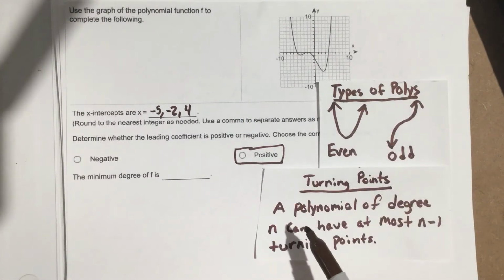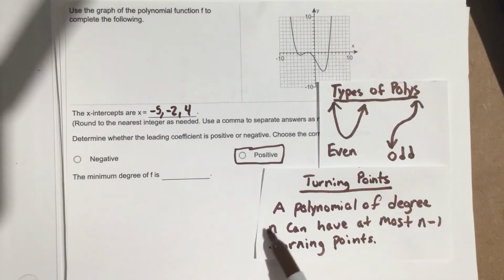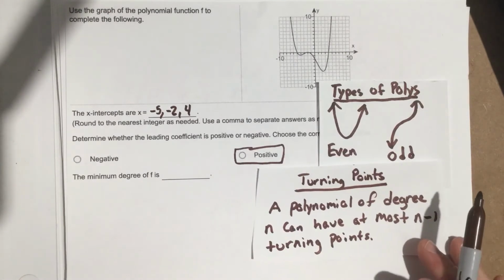All right, and then the negative obviously is going to switch how it's pointed. The number of turning points of a polynomial of degree n can have at most n minus 1 turning points. So this is also going to help us out, meaning if you have a polynomial of degree 4, the most turning points it can have is 4 minus 1, which is 3. So you can look at the number of turning points in your graph and then come up with a minimum degree using the turning points.